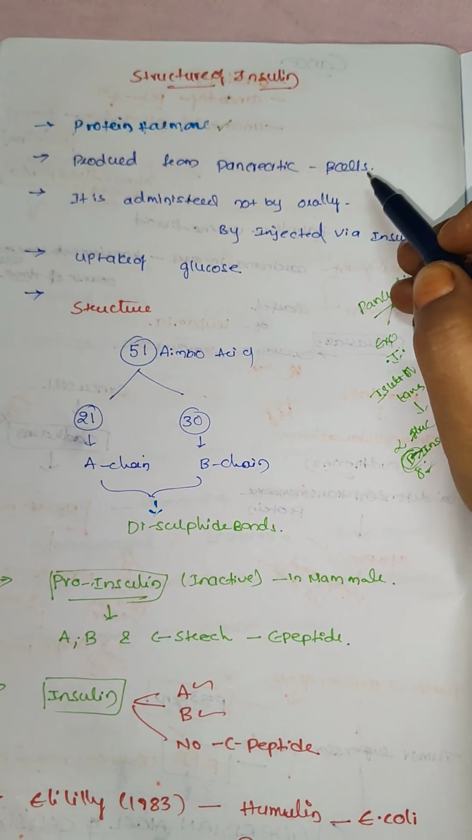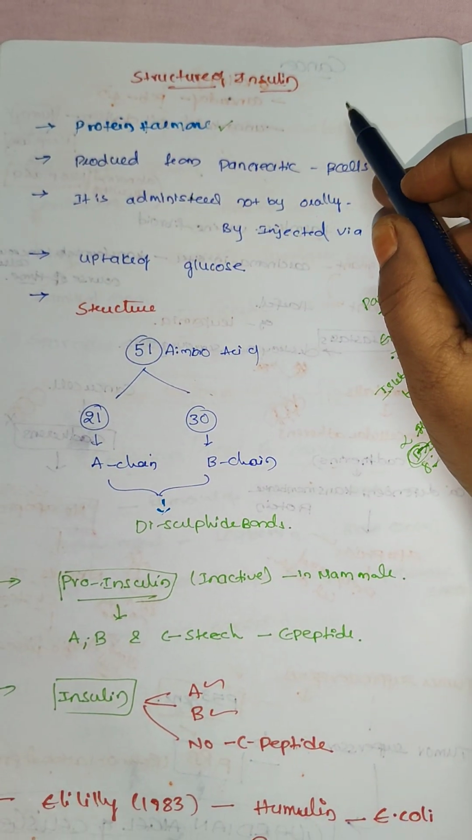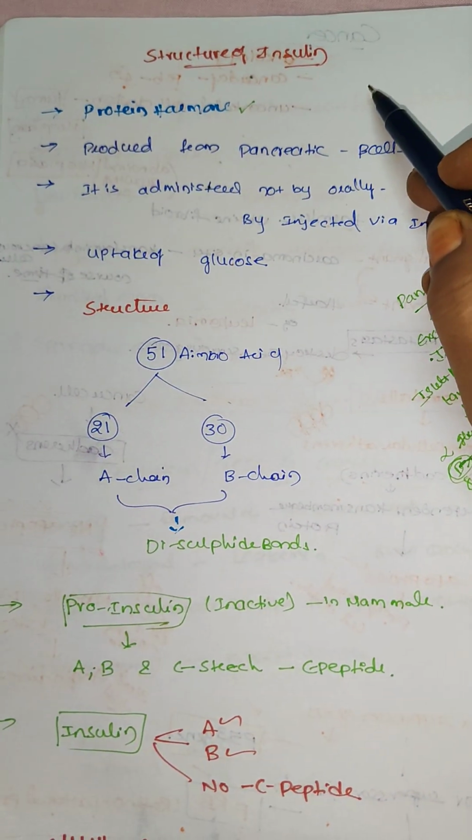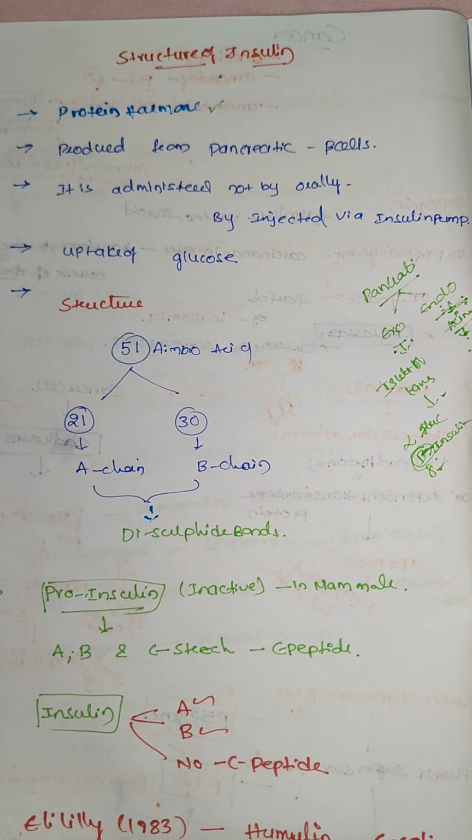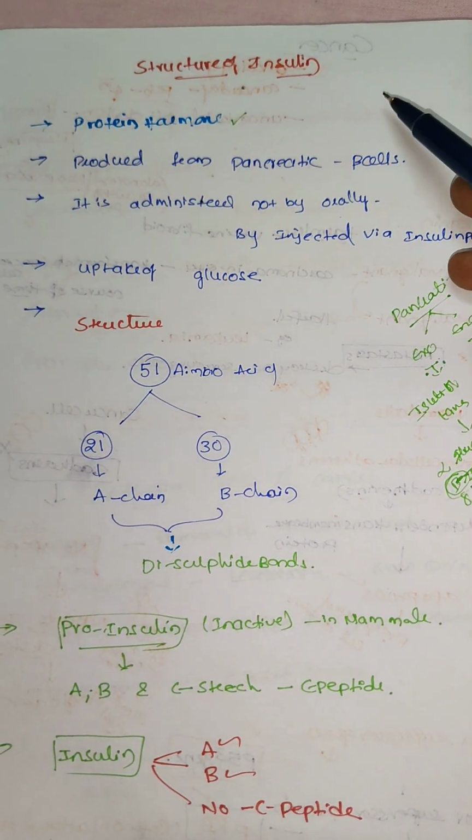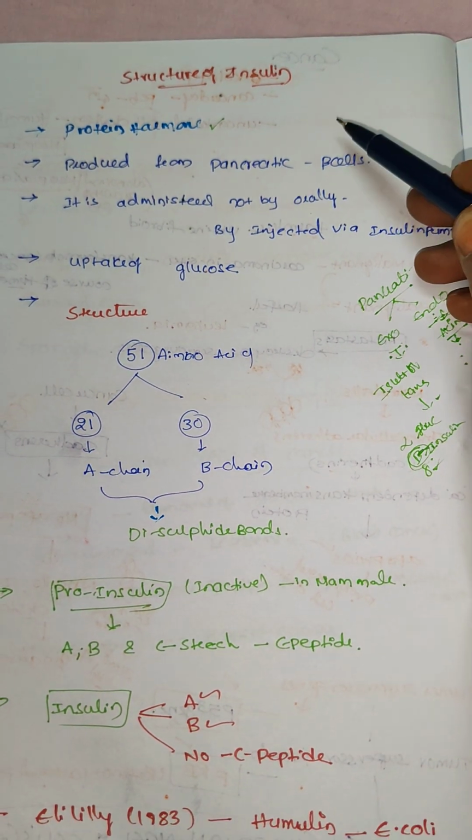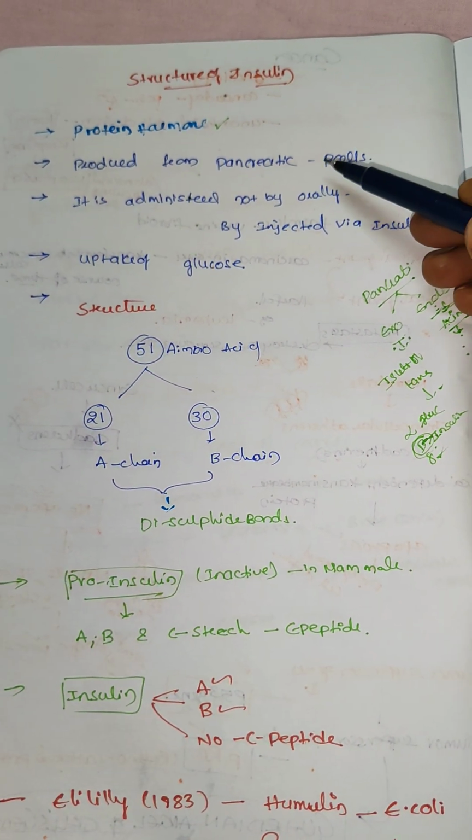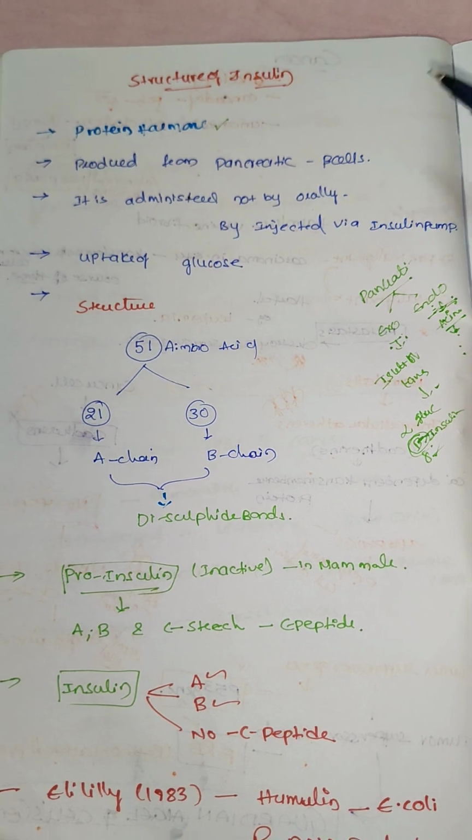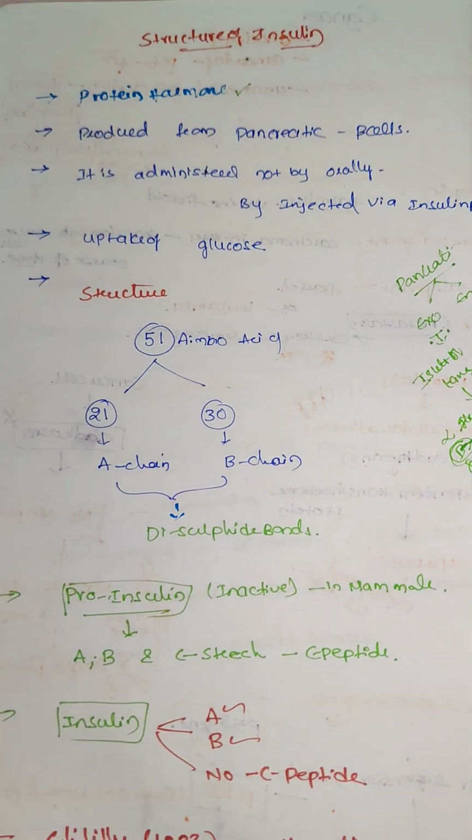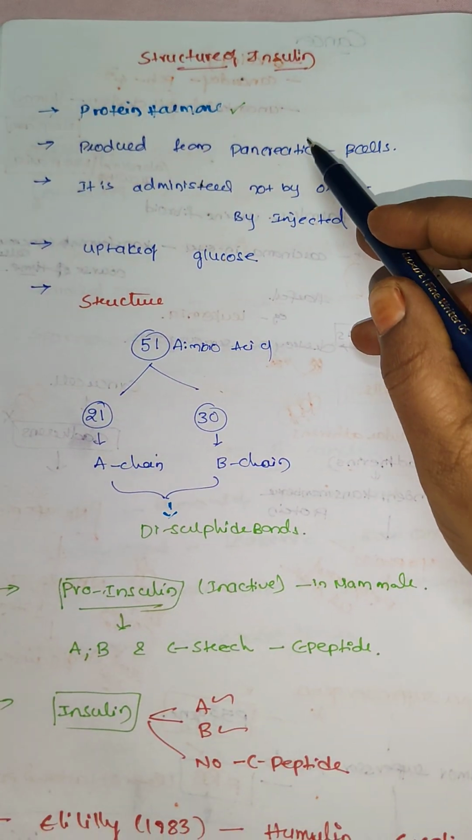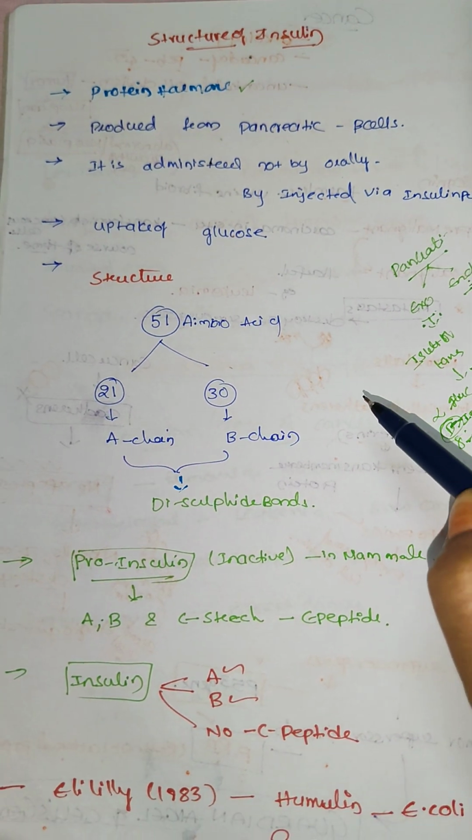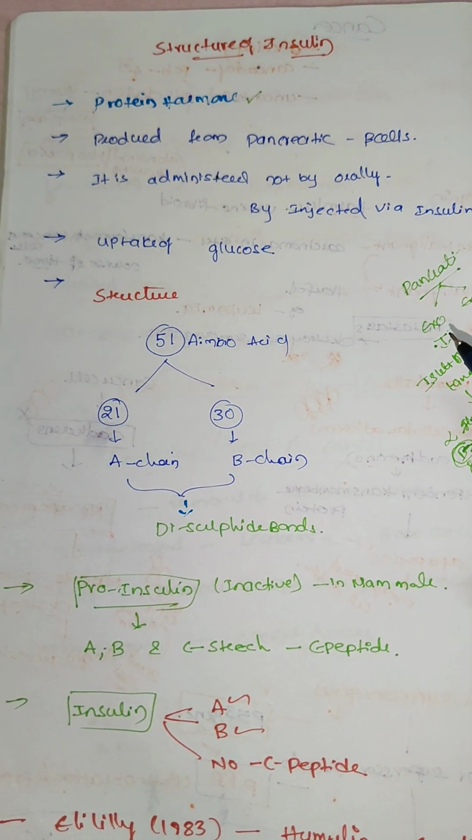Hello everyone, the topic is structure of insulin. It is in the part of applied biology, second year zoology. Already we studied the insulin and glucagon hormones, which are secreted by the pancreatic gland in the endocrine system. But here the structure of insulin is important, 4 marks in IPE.